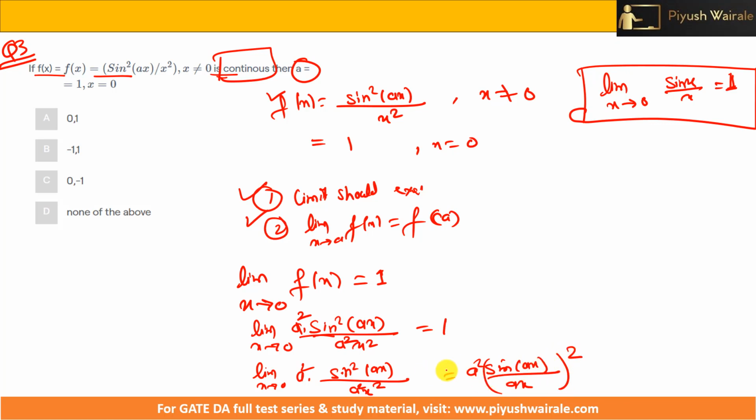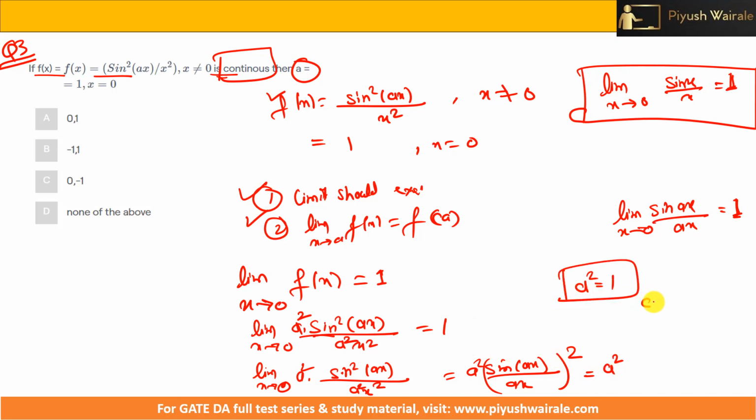So now the limit as x tends to 0 of sin(ax) divided by ax is equal to 1. So if I put this value in, it will be a². Now here a² equals 1, so what can I say? a equals plus or minus 1. So the value of a will be plus or minus 1, and option B is correct.